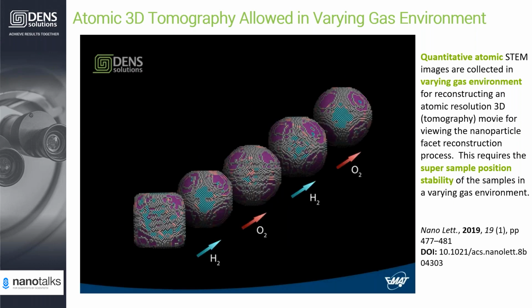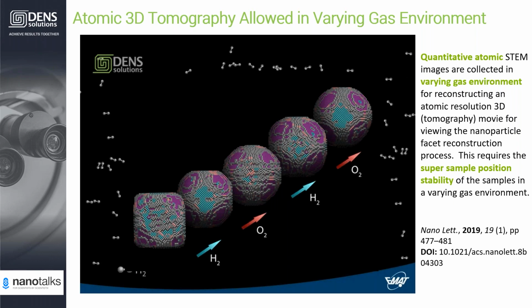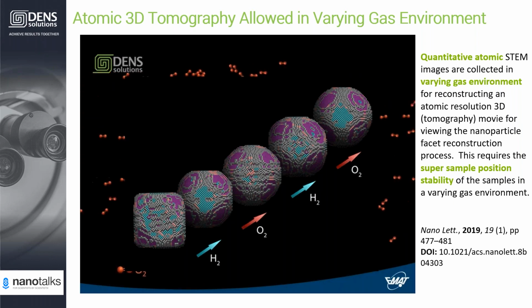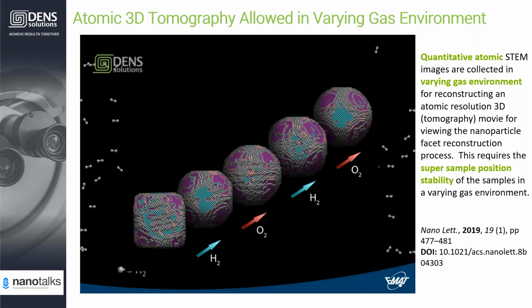So this is a static view from the dynamic experiment. You can see it started from a little bit faceted, a little bit round shape, and goes to the hydrogen environment. It becomes very, very faceted, and then goes to a very round shape under oxygen environment. And if you return back to the hydrogen oxygen, this is a repeatable process.